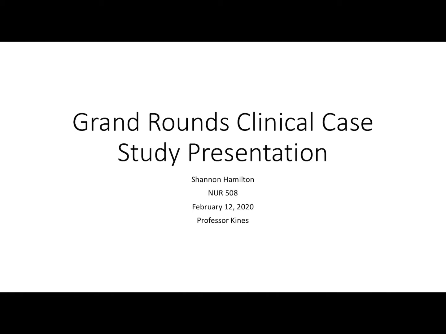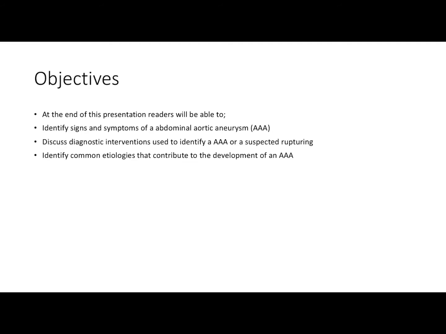This Grand Rounds clinical case study presentation is going to be on abdominal aortic aneurysms. At the end of this presentation, readers will be able to identify signs and symptoms of an abdominal aortic aneurysm, discuss diagnostic interventions used to identify a AAA or suspected rupturing, identify common etiologies that contribute to the development of a AAA.